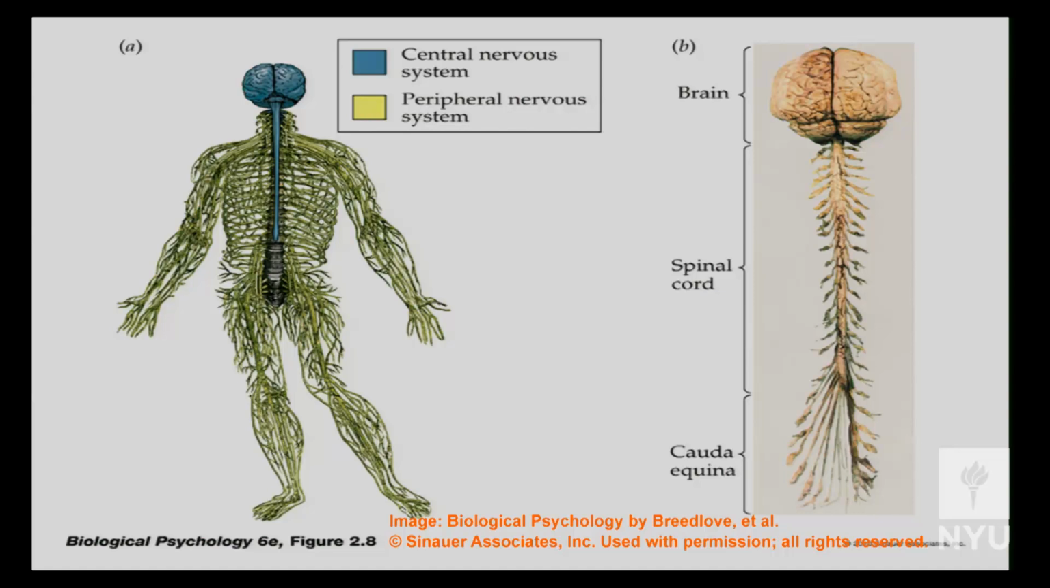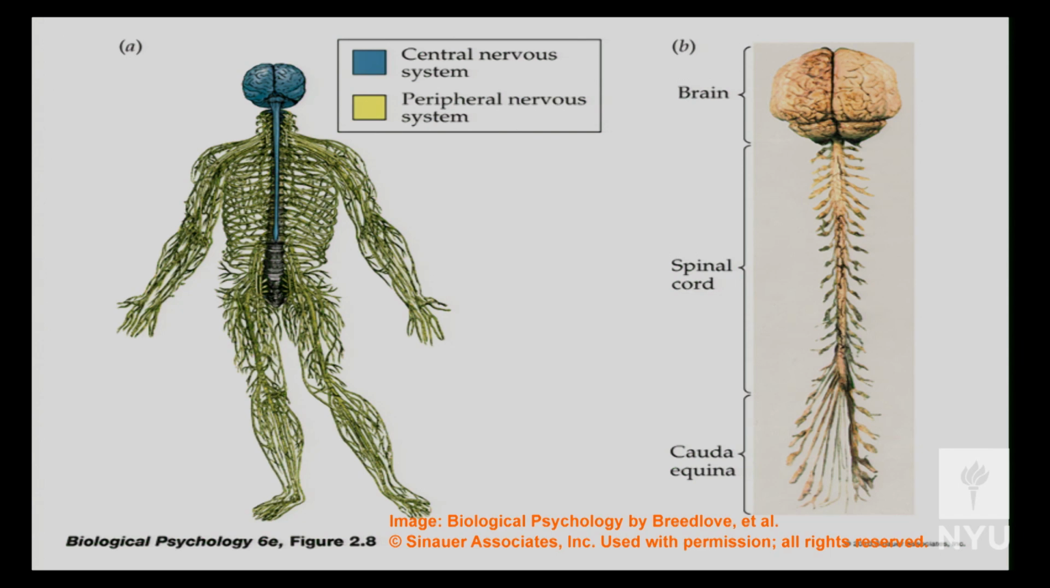So the central nervous system is made up of two major components, shown here in blue. It's the brain and the spinal cord. Okay, the brain and the spinal cord. The peripheral nervous system is basically everything else outside of the brain and the spinal cord, specifically all these nerves running into and out of the spinal cord.